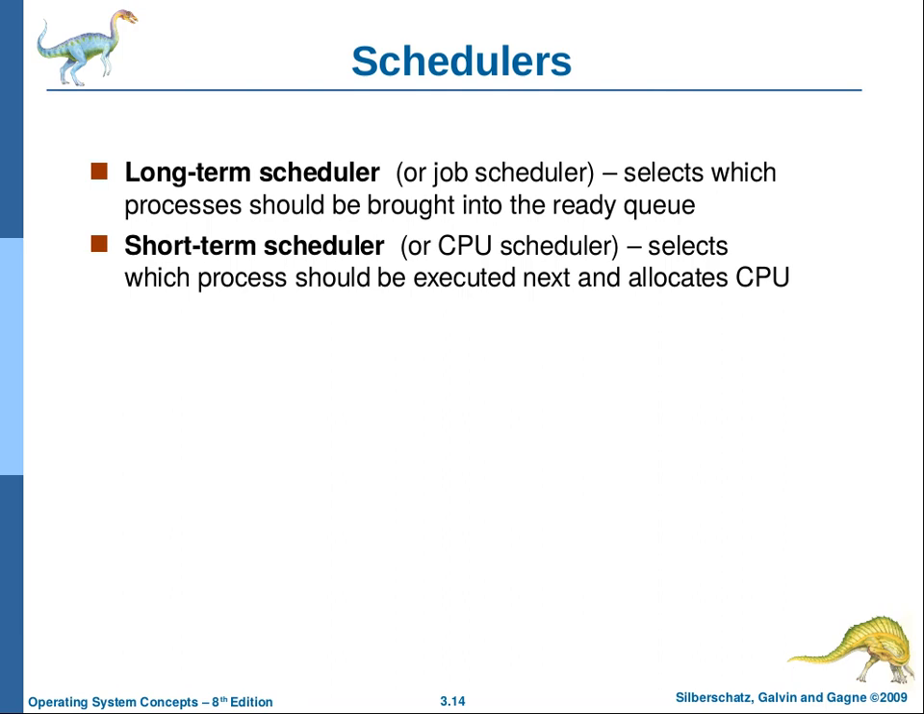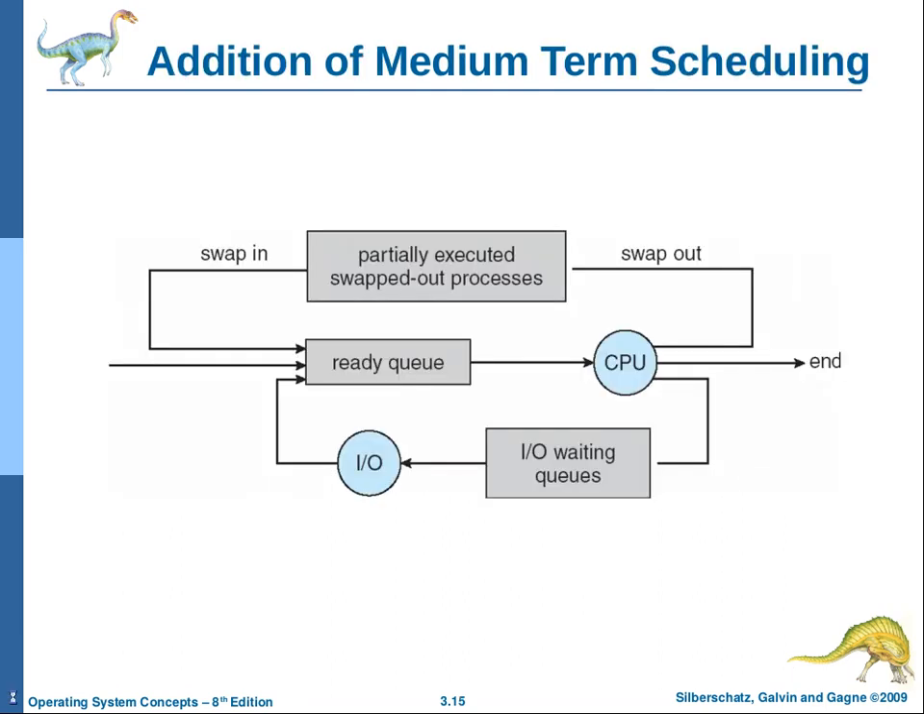And then the short term is, all right, you have the process in memory. How do we determine which one should execute next? So a little different goals. Short term, you want to have quick response. Long term, you want to get it out as quickly as possible without interrupting anyone, or minimizing the interruptions.